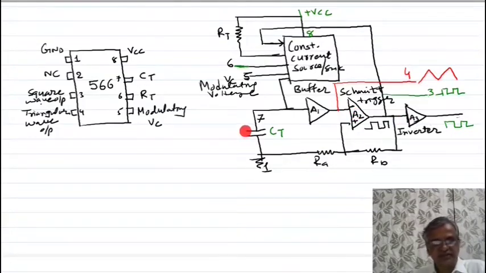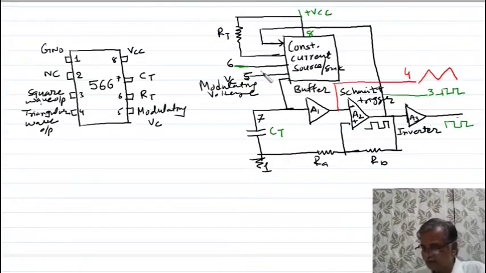This timing capacitor is charged or discharged by the constant current source or sink. The block of the constant current source supplies or sinks the necessary current during the charging and discharging of the capacitor CT. The amount of the current can be changed by applying a voltage VC at the modulating voltage pin number 5, or the amount of current can be changed by changing the external timing resistor RT.